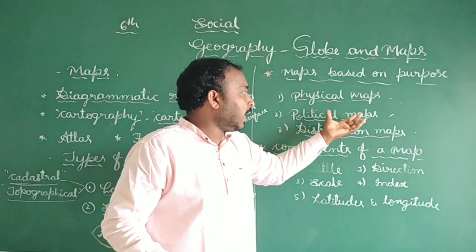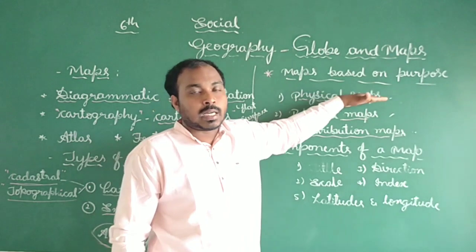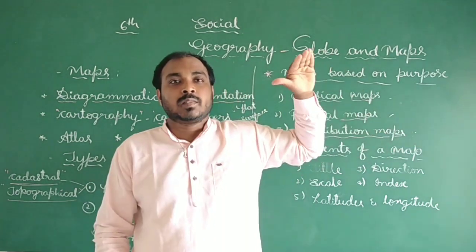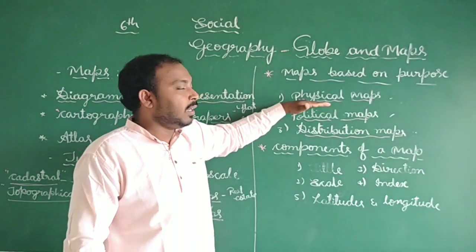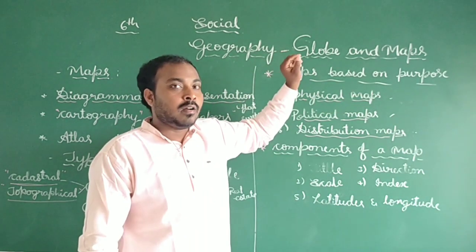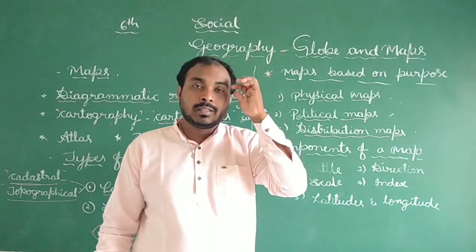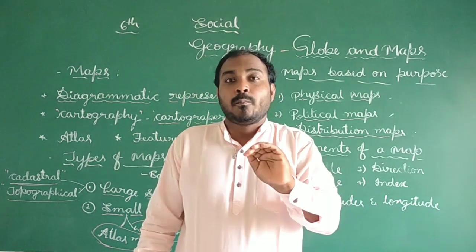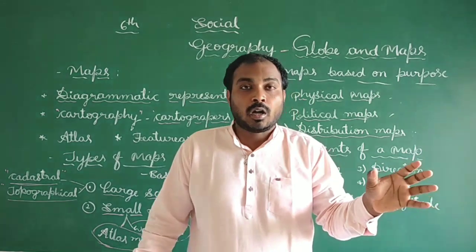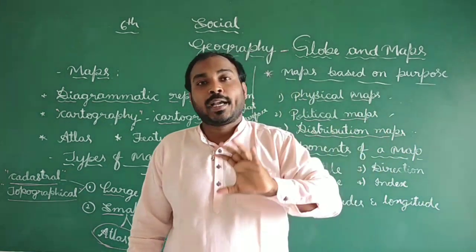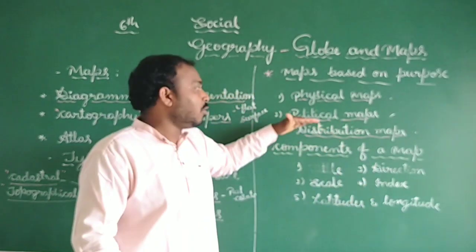Okay, and political maps. What are the physical maps? We will learn that the physical maps represent the oceans, rivers, hills, mountains, islands, plateaus. All these you can locate or note in the physical maps. The political maps represent the boundaries between two countries or between two continents, the location of the continents or the location of the countries, and the capitals of the countries. These are all the things we will learn in the political maps.